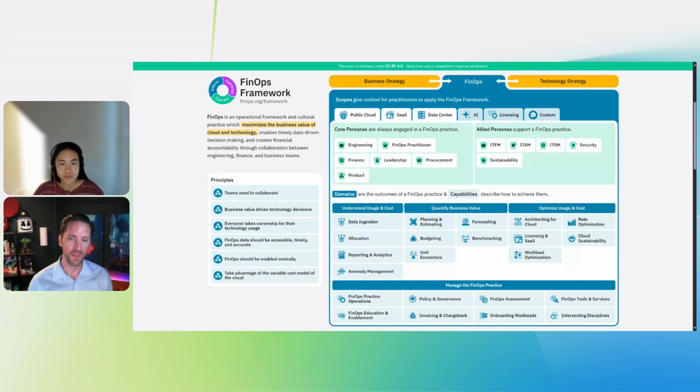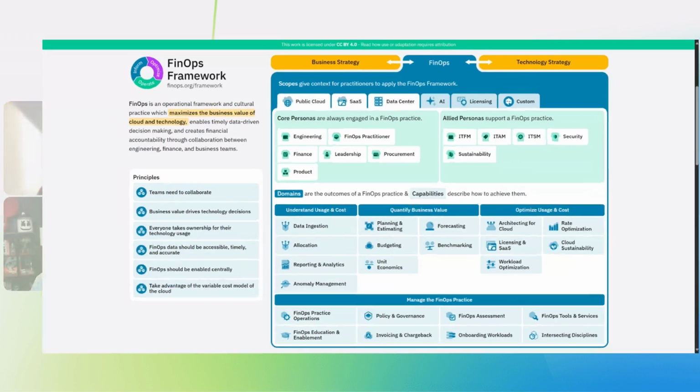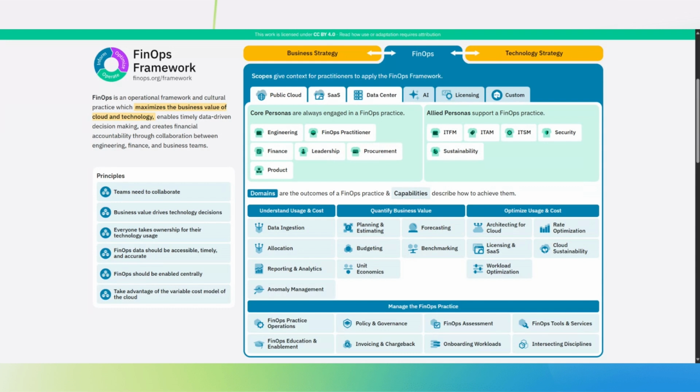And then if we look at the domains and capabilities at the bottom, what you'll see is that Understand is all about understanding what it is that you're doing in the cloud, understanding the cost and the usage that is being incurred there, and quantifying business value. That goes back to that value tenet that I mentioned. Optimize is, as it sounds, all about driving efficiency in what you're doing to make sure that you're getting the most out of that.